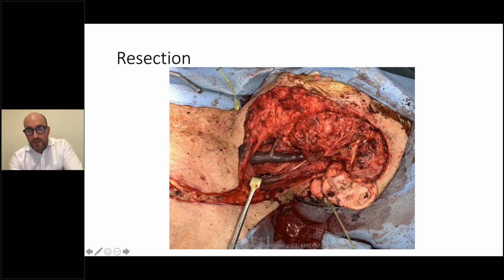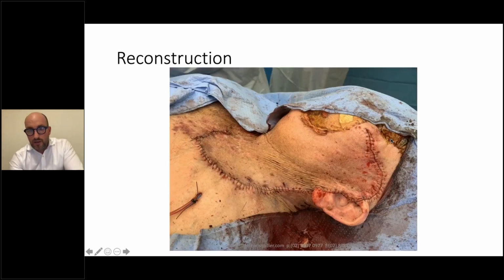margins, and then with the help of a colleague, we reconstructed him. He spent a week in hospital and he did very well. He'll go on to have radiation therapy in Orange.